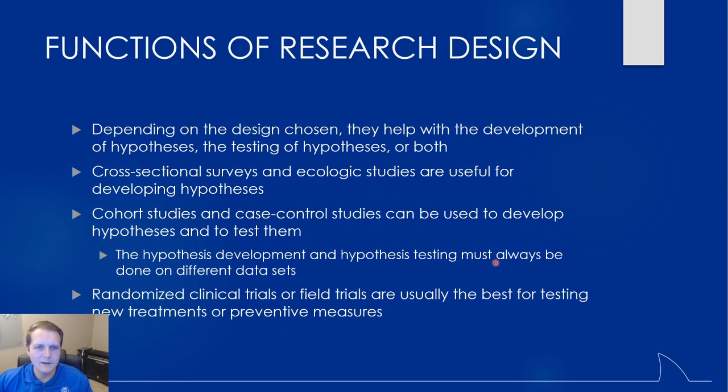So depending on the type of design chosen, they can help with the development of a hypothesis. They can help to test the hypothesis, or maybe do both in some cases there. Okay, we'll talk about how our different types here. So we'll look at how cross-sectional surveys can be used for helping to develop hypotheses. Then we'll look at cohort studies, and case control studies can actually be used both to develop and test hypotheses. And then how randomized controlled trials or field trials generally are going to be best for testing out a hypothesis to see how a new treatment or, say, preventative measure is going to be able to change, say, the rates of disease in a population.